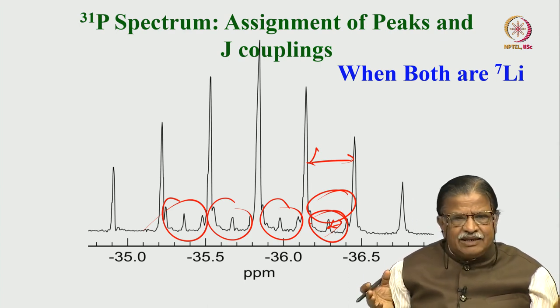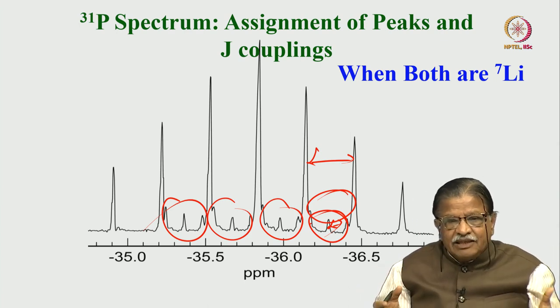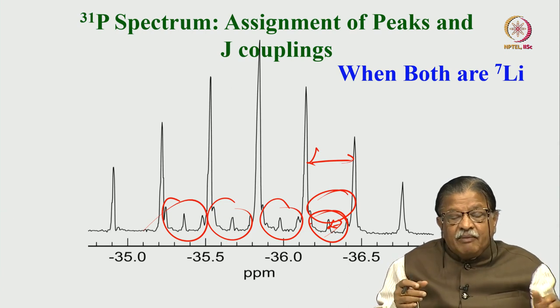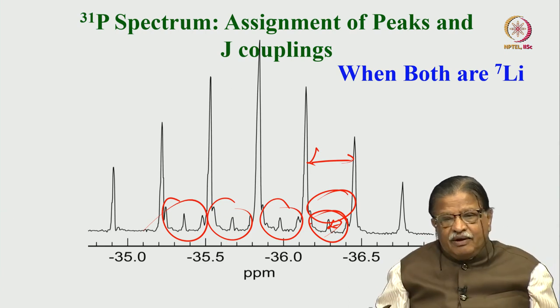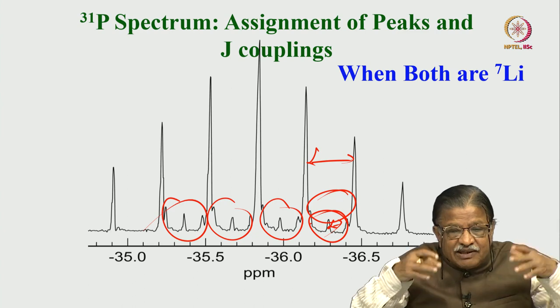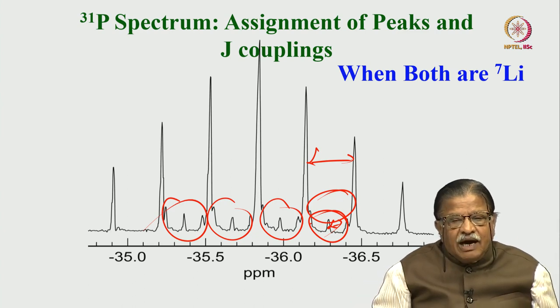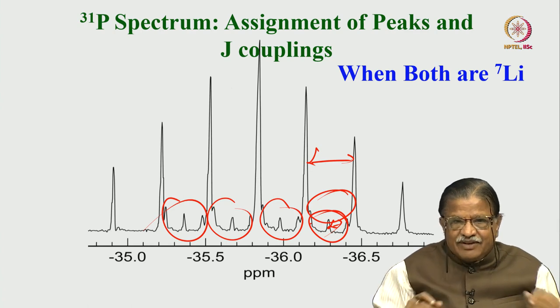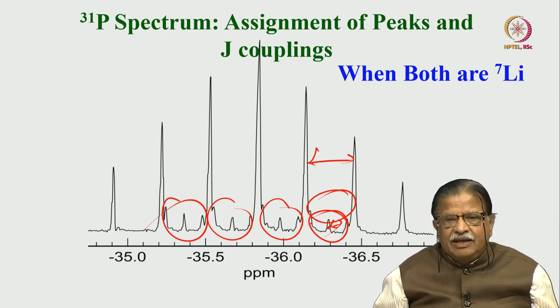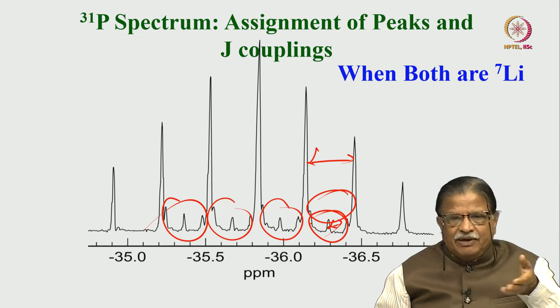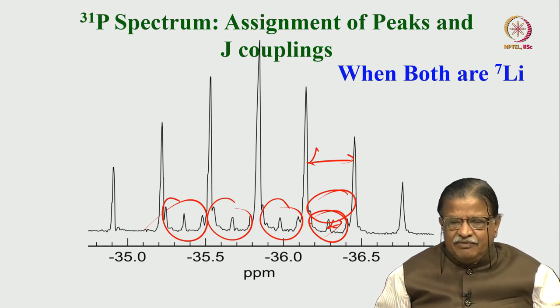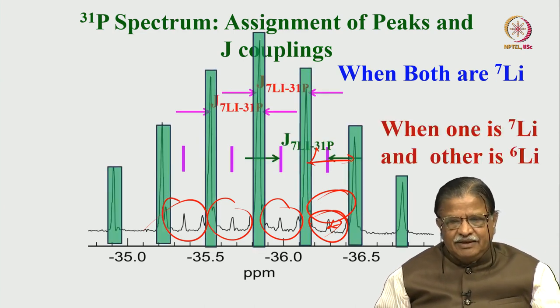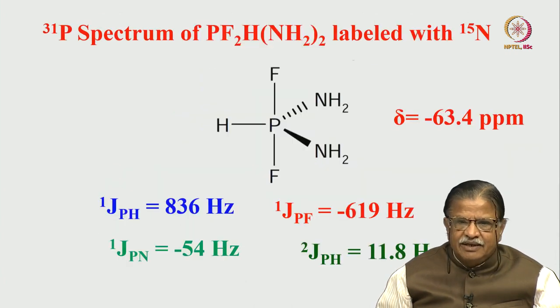So, we understand this is a simple molecule, and the spectrum appears very simple, but you need to use the isotopic abundance and the spins of different isotopes and get the multiplicity pattern to make the assignment. So, we could easily assign both the peaks coming from coupling of lithium-6 and lithium-7 with phosphorus. This is done very easily.